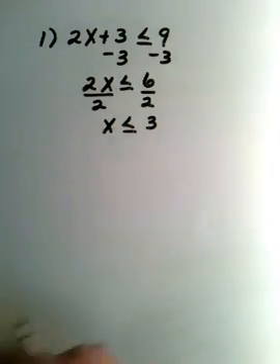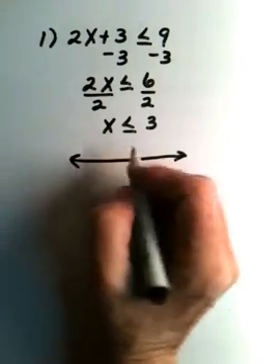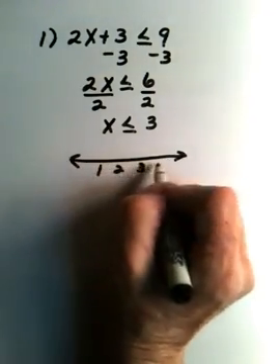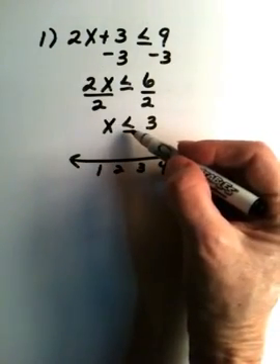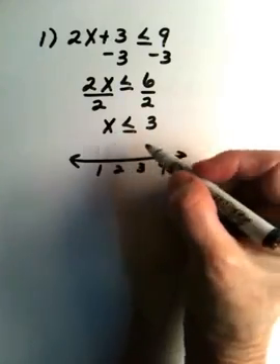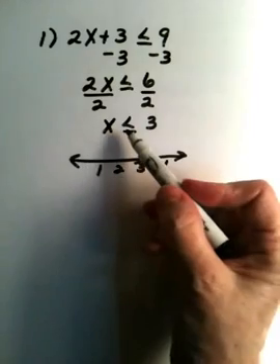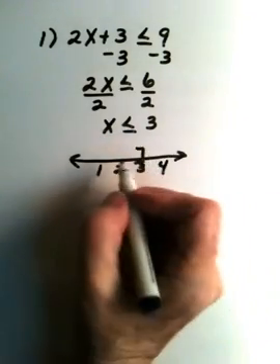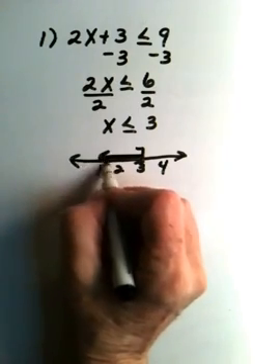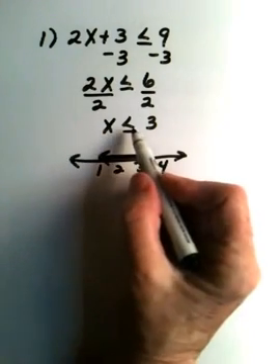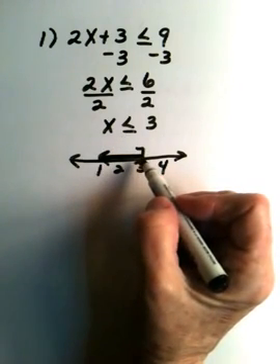You're going to be asked to put this on a number line. Since it's a less than or equal to, we're going to put a bracket over the 3. And we're going to shade the same way the arrow is pointing, which is to the left. Our variable's on the left side, the arrow is pointing to the left, and we have a bracket over 3.